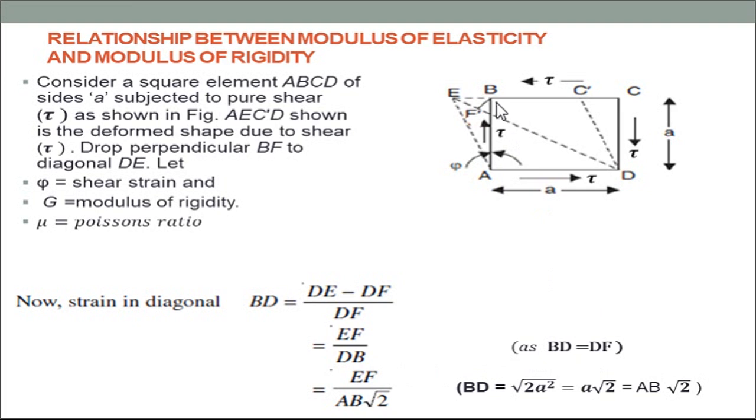Because there is a very small angle in between, EF divided by AB root 2. BD is the diagonal of this square element, so by Pythagoras theorem, with sides a, BD is under root of a square plus a square, that is 2a square. If you take a outside, it is a into root 2. Small a is the side of this square element, so this is AB, the side whose length is small a. So we put that AB root 2 here, EF divided by AB root 2.